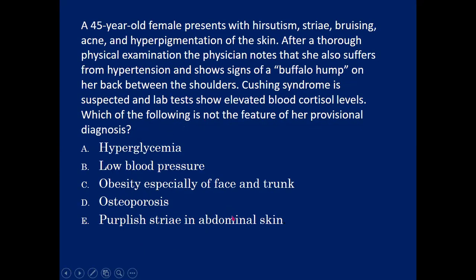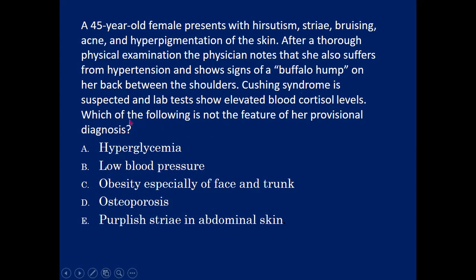Then another, a 45 years old female presents with hirsutism, acne and hyperpigmentation of the skin. After a thorough physical examination, the physician notes that she has hypertension, shows signs of the buffalo hump. Now, this word has been used for this. It is a clear key feature, key point for you to solve the MCQ. On her back between the shoulders, Cushing syndrome is suspected, which has been already told. Suspected and lab tests show elevated blood cortisol level. All goes towards it.